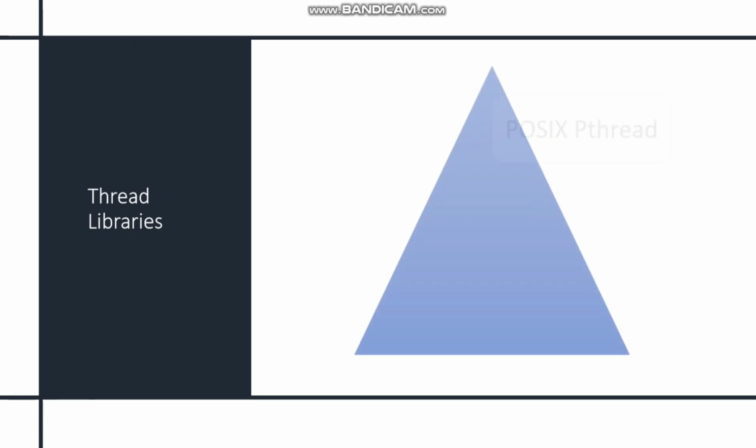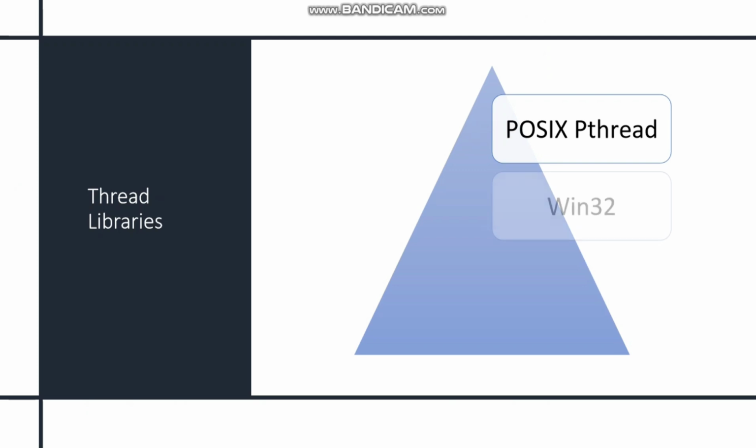So next is the thread library. Pthread. What is Pthread? It is used when a process creates threads. In C++ and Java there are thread libraries such as POSIX threads, Win32, and Java threads.